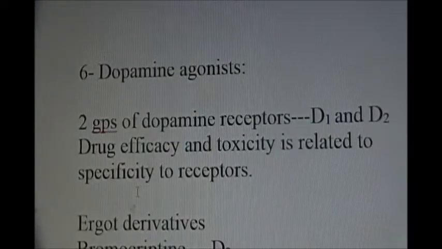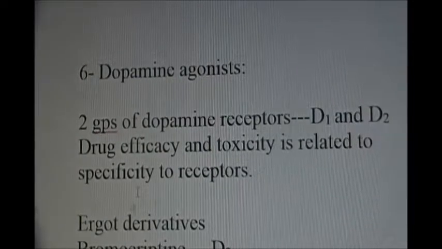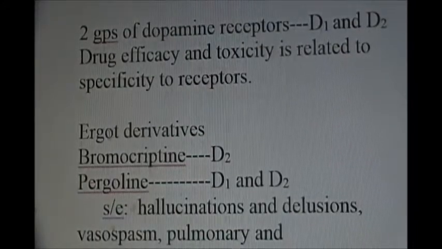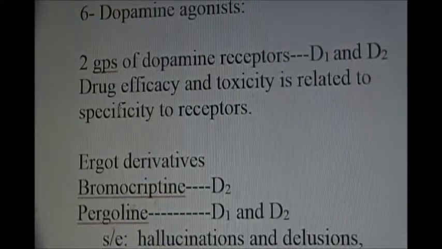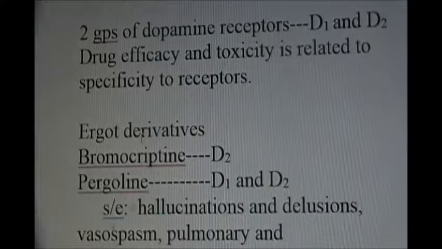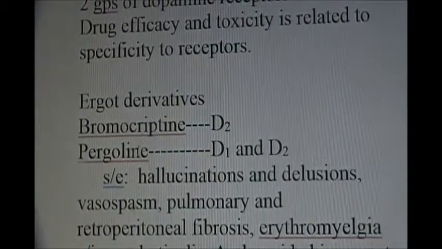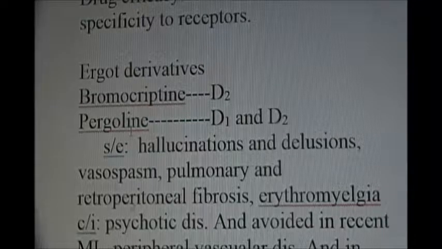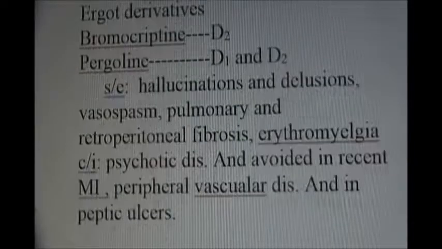The dopamine agonists are also used in Parkinson disease. There are two groups of dopamine receptors. Actually, there are 5 different types of dopamine receptors, but they are grouped into 2, D1 and D2. The drug efficacy of these dopamine agonists depends on the type of receptors on which these drugs act. The first group is ergot derivatives, bromocriptine and pergolide. Bromocriptine acts on the D2 receptor, whereas pergolide acts on D1 and D2 receptors.